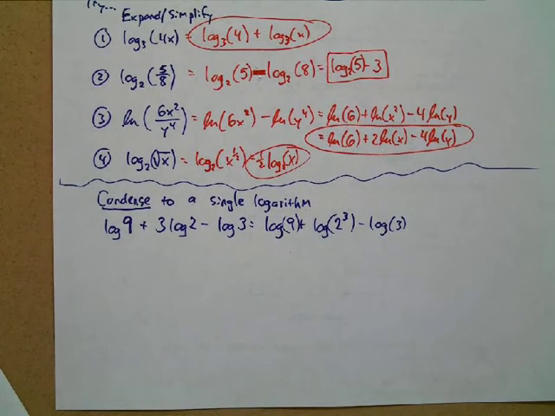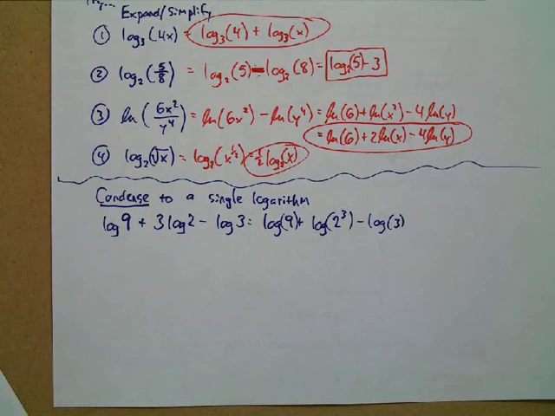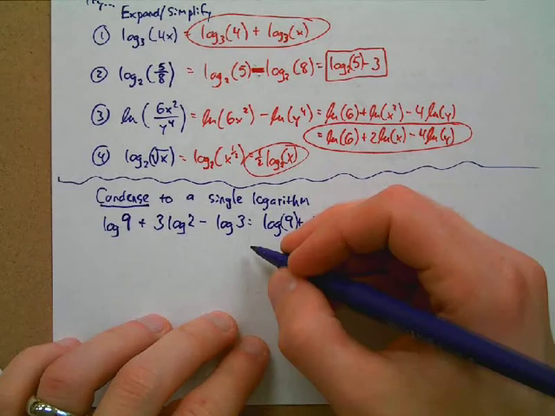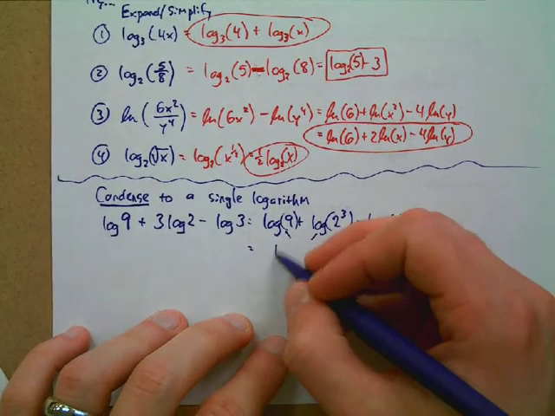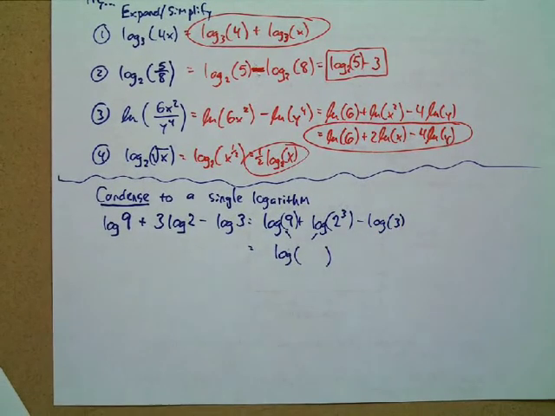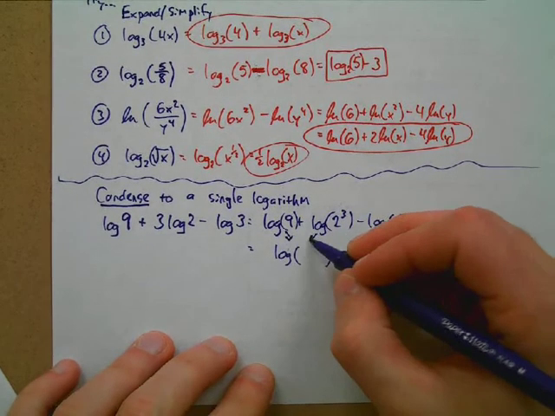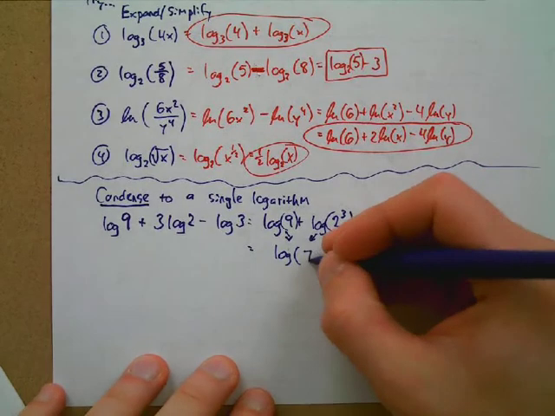All right, now what? Well, we have a log plus a log. When we have addition between two logarithms, we can change that to what? Multiplication. So addition between two logarithms, we're going to make it multiplication in a single logarithm. So these two will combine together to give us log of, and what will be inside now? What gets multiplied together? The 9 and the 2 to the third. But what is 2 to the third really? 8. So it's really 9 times 8. And what's 9 times 8? 72.